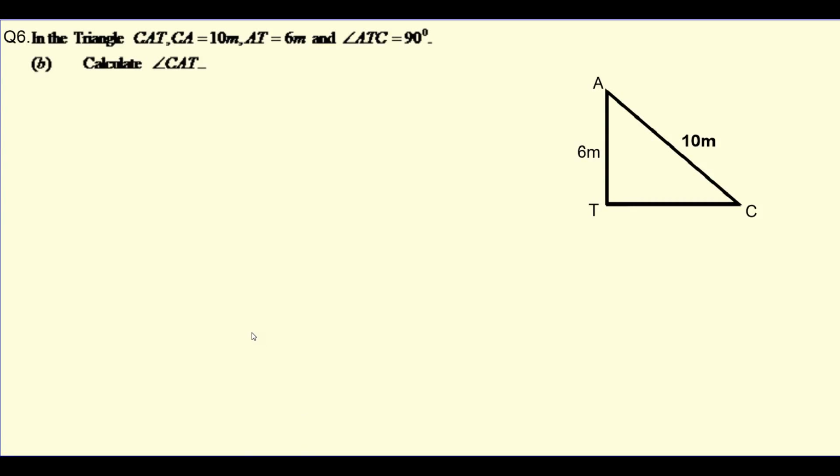Okay, continuing question 6 then. It's asking us to work out the size of the angle CAT. So that's the angle at the top there, where the X is. Okay, so the angle at A.